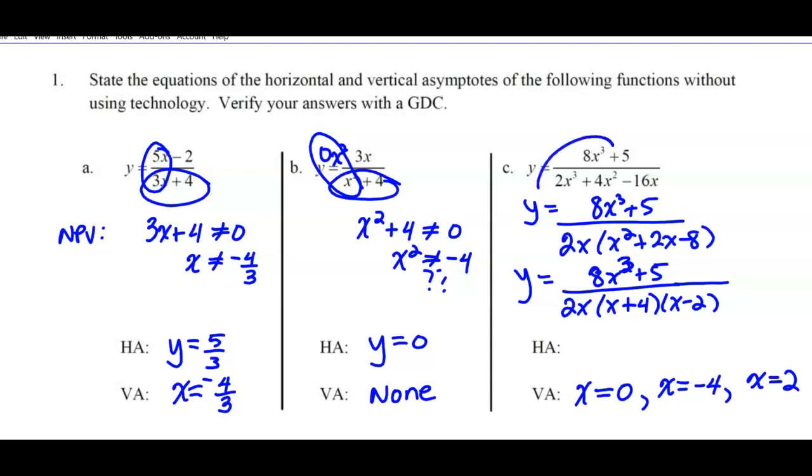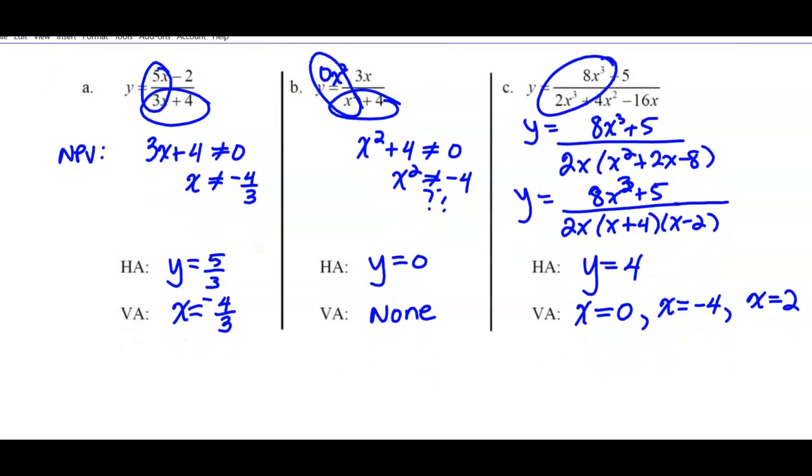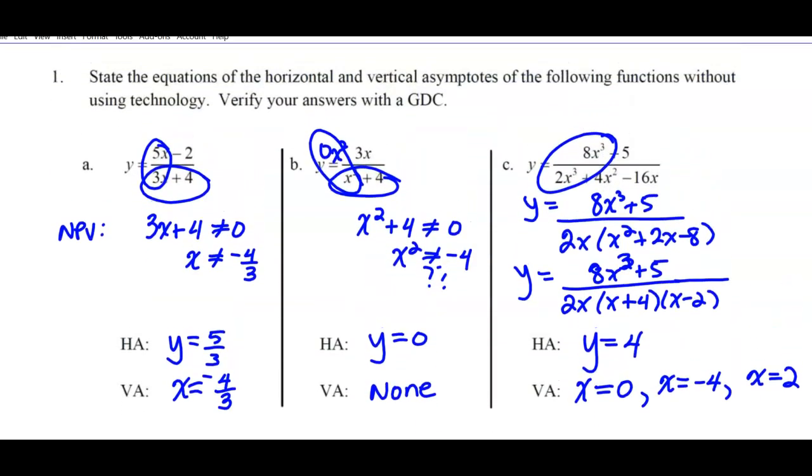It's easier to go back to the beginning form before we factor. They're both cubics, so the same degree. So 8 over 2 is 4. Okay, so that's kind of a review on asymptotes from day before yesterday.